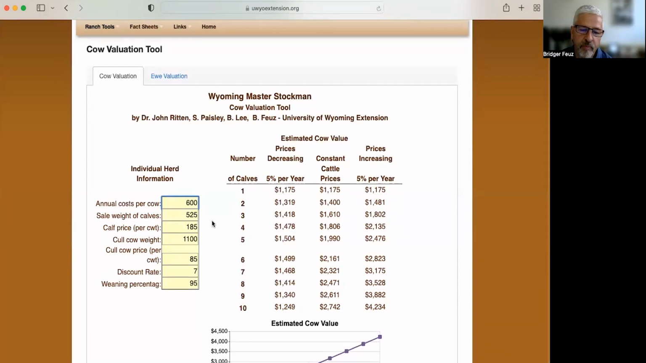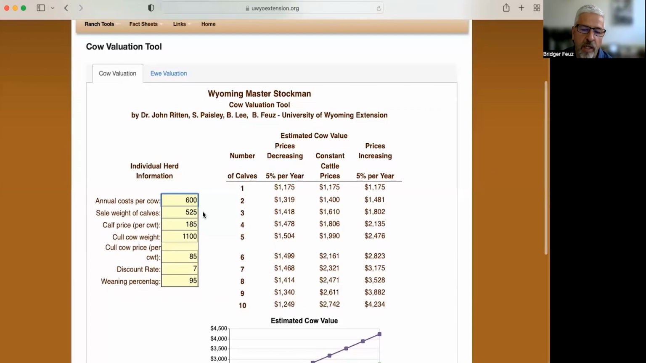So first, you'll enter your annual cost per cow. It's a number that some of you have, and some of you don't have that off the top of your head. There are averages that get reported through USDA, so you can look at some of those averages, but as close as you can get to what it costs you to run a cow annually is really going to be helpful in this calculator.